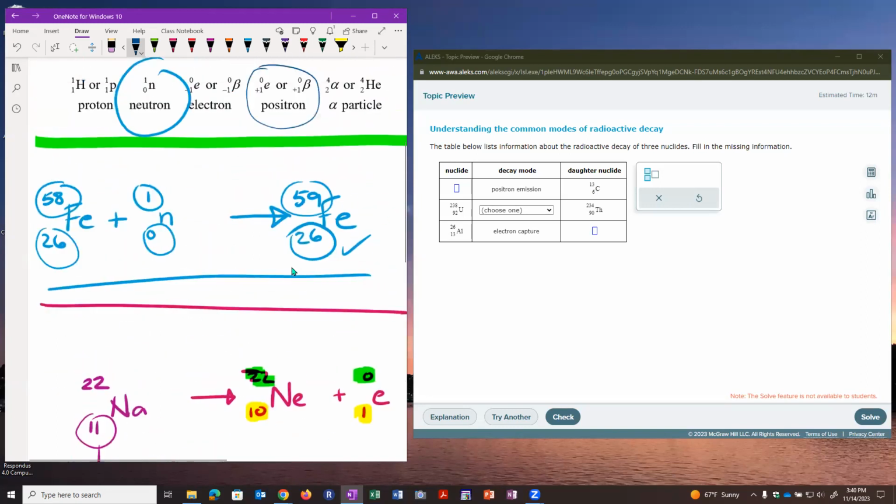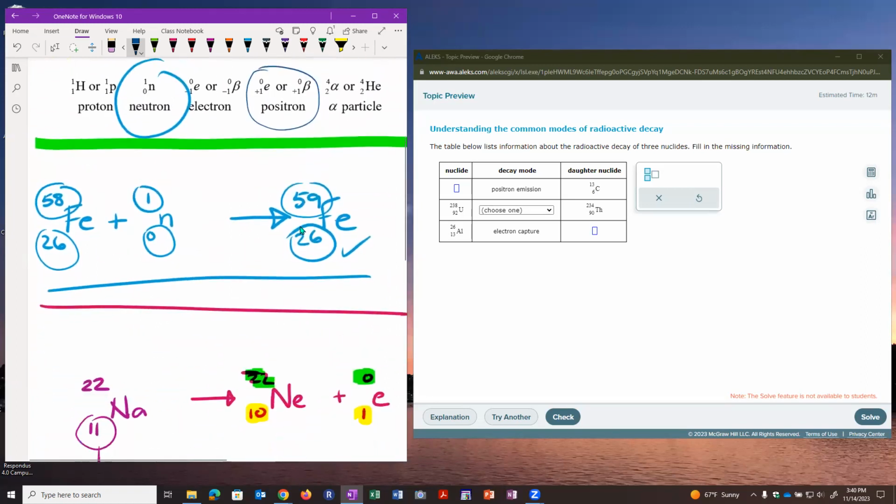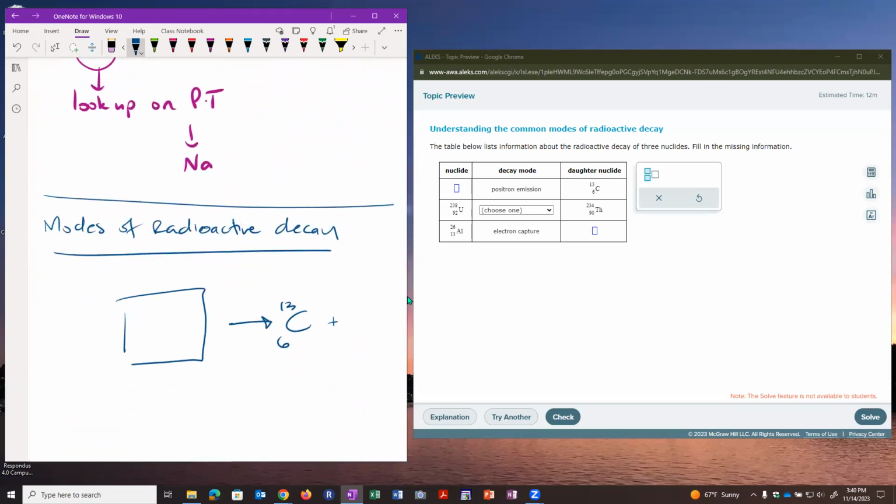Well, what is a positron? Well, we already did that one. It's an e with the mass of 0, charge of 1. So again, all I need to do is the math. 13 plus 0 gives me 13. 6 plus 1 gives me 7. I can look up atomic number 7 on the periodic table, and that should be the atom right after carbon, which is nitrogen, N. And that's it. That's your missing nuclide in this example.